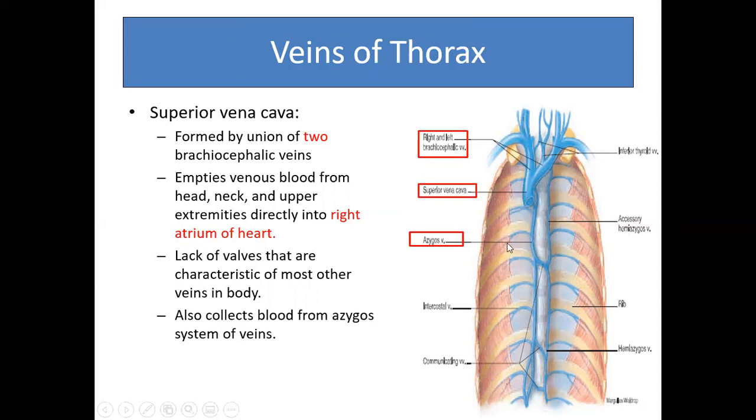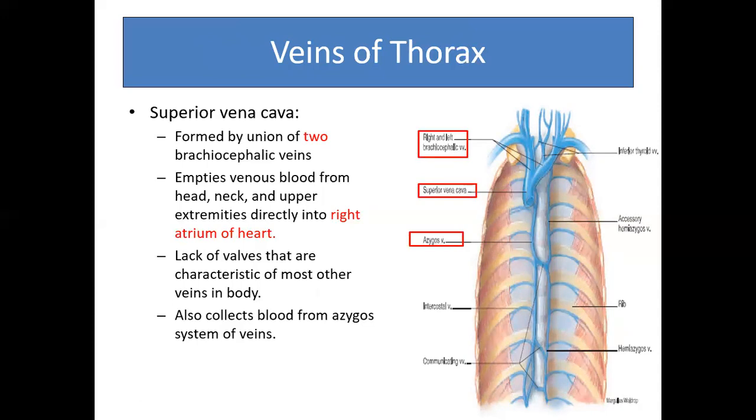So we have removed the heart here. Supposedly we have the heart here, and this superior vena cava will enter into the right atrium of the heart. So this superior vena cava lacks valves. Okay, lack of valves, that is a special characteristic of the superior vena cava.